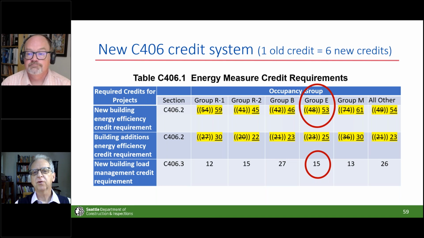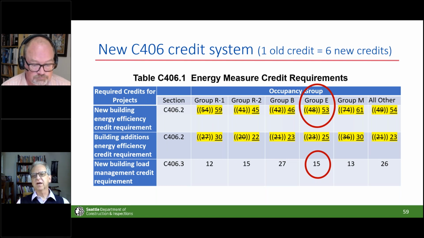We have the C406 extra credit system in there. Don't be alarmed by the numbers you see there. They chopped the old credits up into smaller chunks so that it provided some more flexibility for determining point values for things, which this time around are much more scientifically based. I've just shown with the group E there, the top red oval mentions that, okay, for the state, you need 48 of these new credits. And for Seattle, since we're obviously cooler than everybody else, that increases by 10%.